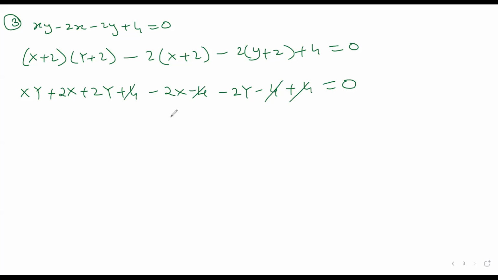This will get cancelled. This will get cancelled. You will get XY. Now see, plus 2X minus 2X will get cancelled. Plus 2Y minus 2Y will get cancelled. So actually everything is getting cancelled. Your answer is XY is equal to 0. That is the new equation of the locus.